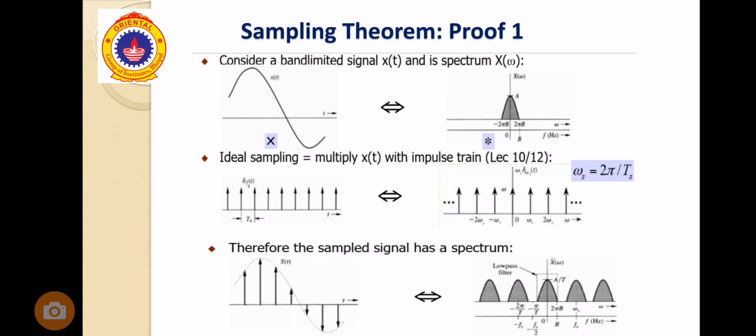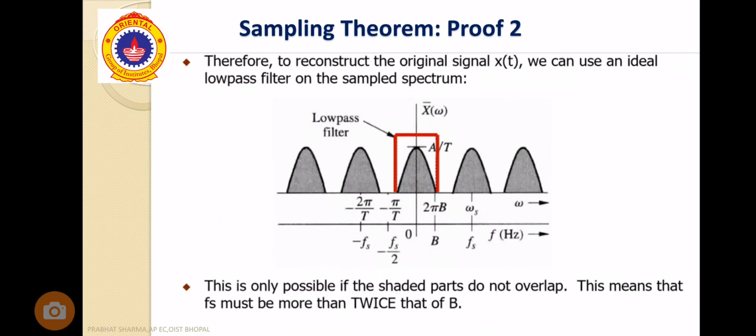fs is greater than twice B. What is B? B is the frequency of the message signal. So fs is greater than twice B.